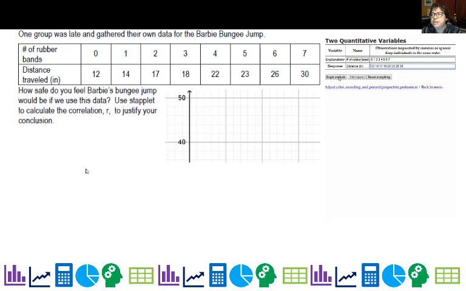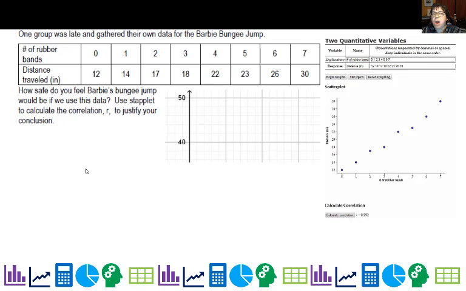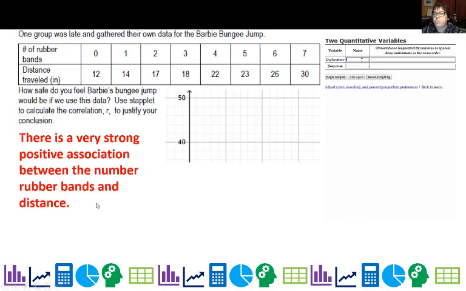One thing I'm going to do here is that the Statplet will actually also calculate correlation for you. So you hit begin analysis like before. Now if you come down, calculate correlation, our correlation is quite strong. It's 0.992. So how comfortable would we be? There's a very strong positive association between the number of rubber bands and the distance, and r equals 0.992. It's very close to 1.